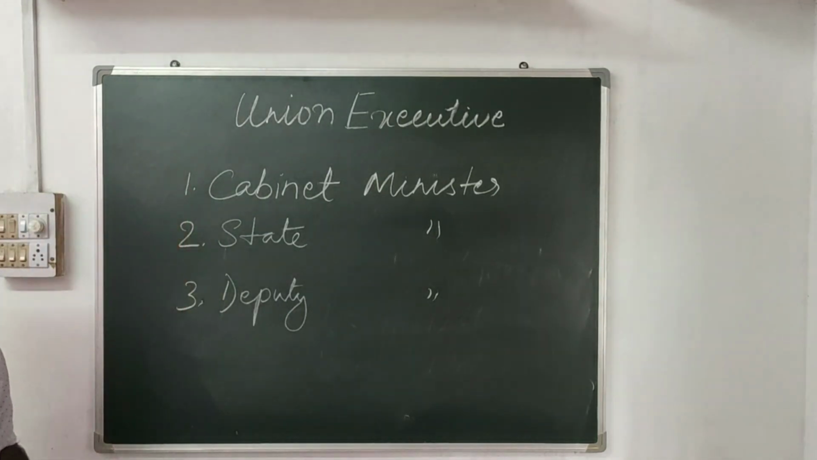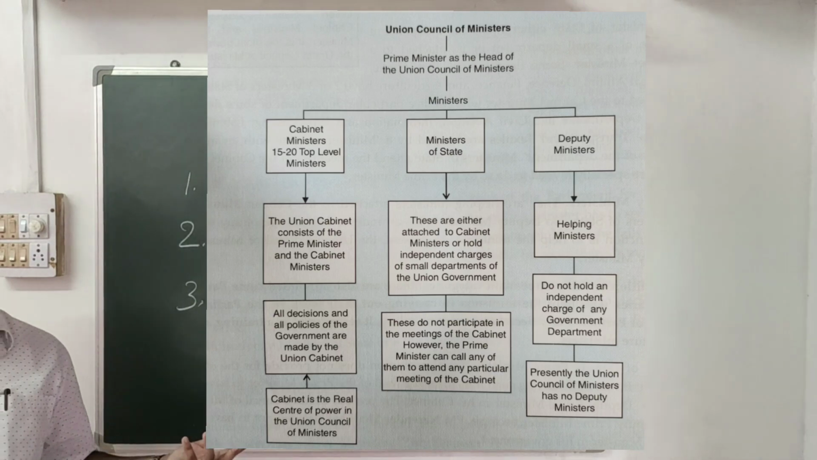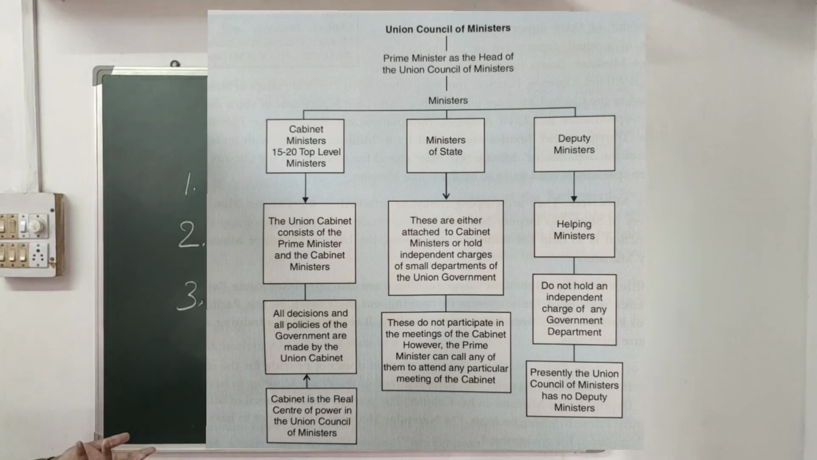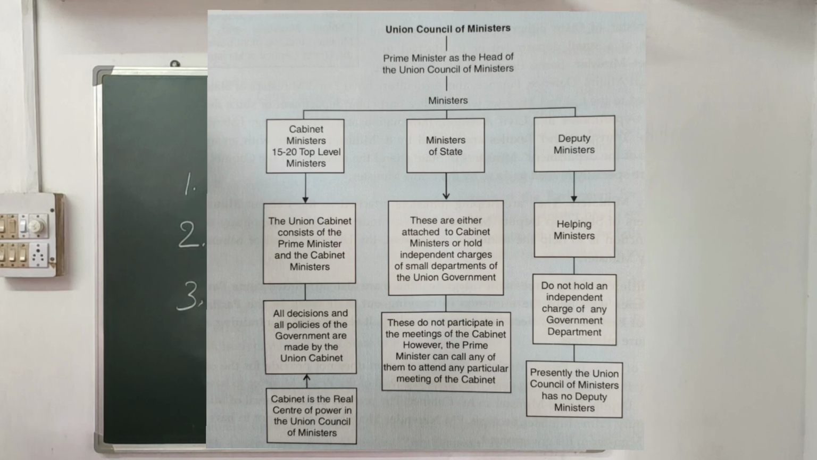So I have given a chart over there, you can go through it. The cabinet ministers are the important ministers, 15 to 20 top level ministers are there. Ministers of state, deputy ministers, the chart I have given, all the important functions and their duties are mentioned over there and their powers are mentioned over there, you can go through it. Now, let us come back.